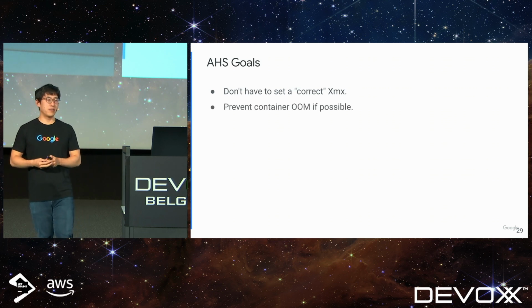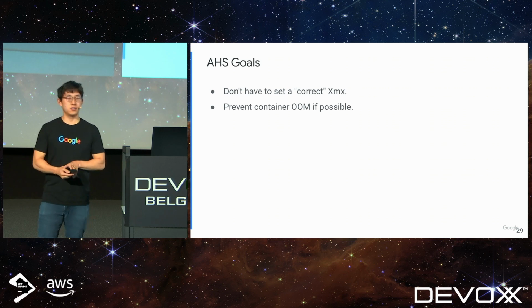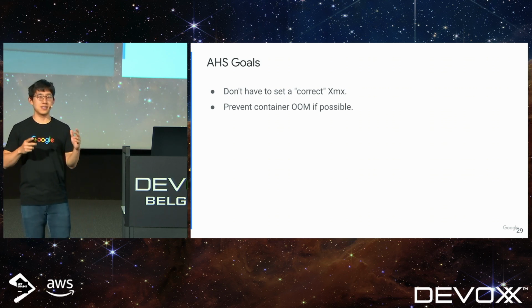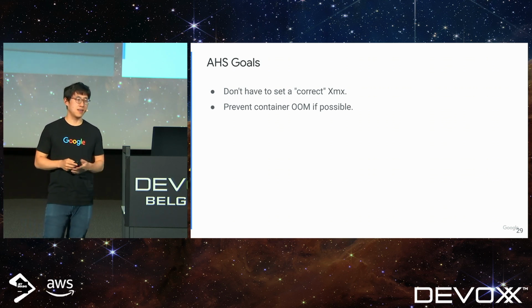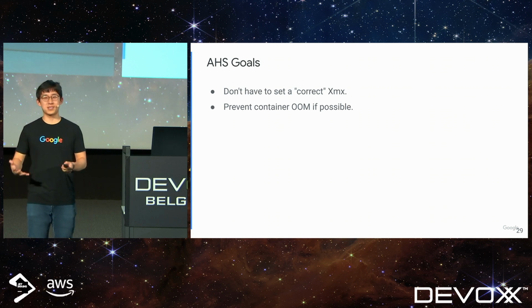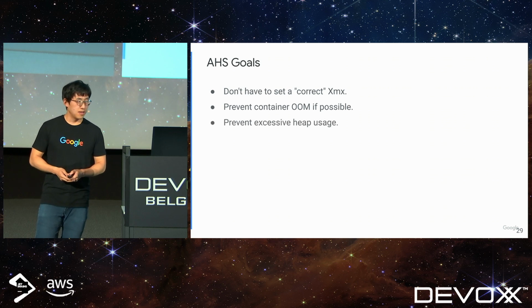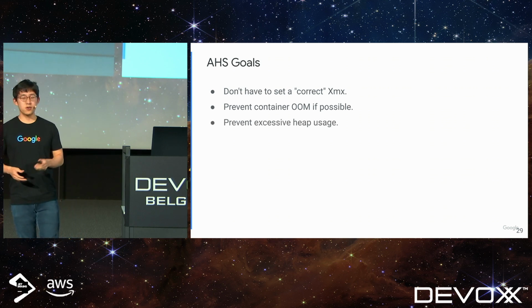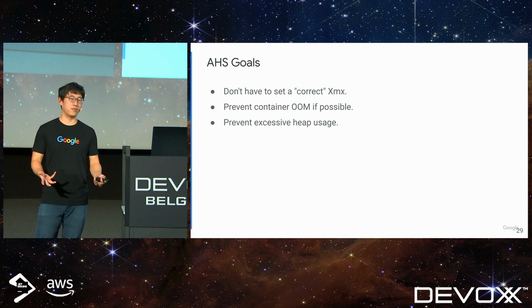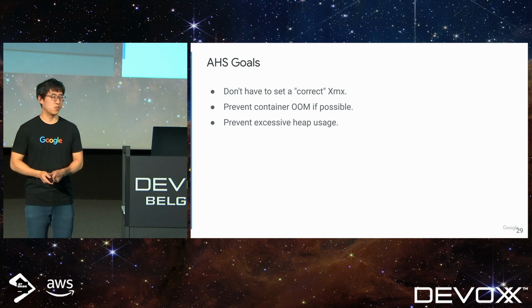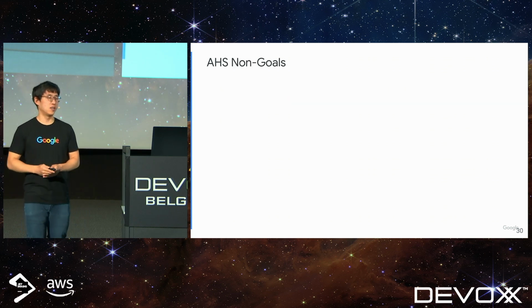Next, we want to prevent container OOMs if at all possible. So we should understand, based on the size of the container and the usage in the container, that, hey, we have to stop expanding the heap. We're at risk of a container OOM. And third, like I mentioned before with the memory cycle of doom, we want to prevent excessive heap usage. So this is what AHS should accomplish.